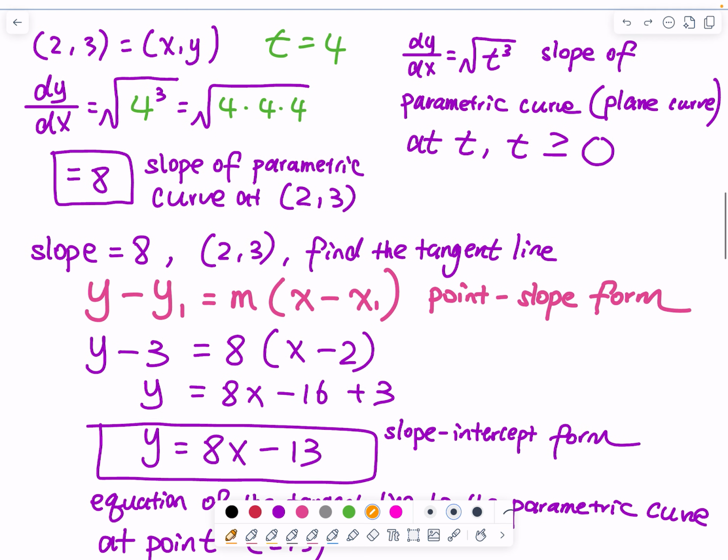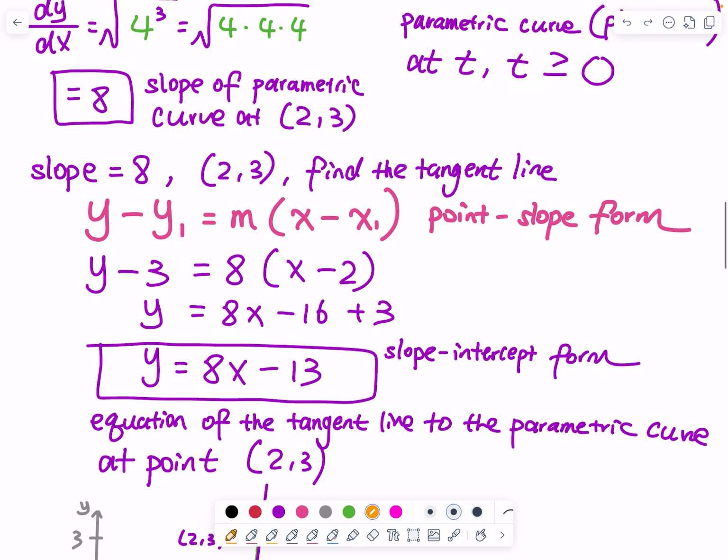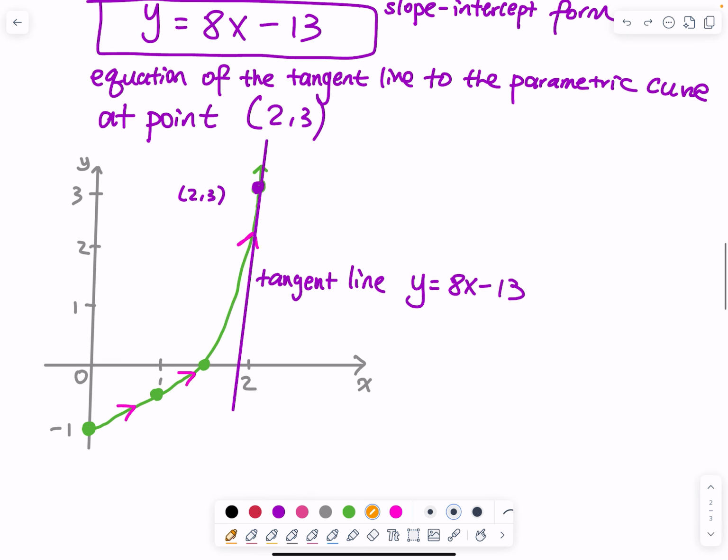You can find the tangent line. I plug it into the point slope form, clean up the math, and then I reach my tangent line, which is right there. That is the equation of the tangent line to the parametric curve at point (2, 3). And then I bring back the graph, and at point (2, 3), I have this tangent line.